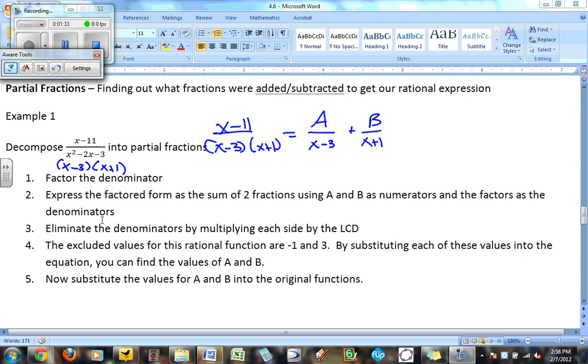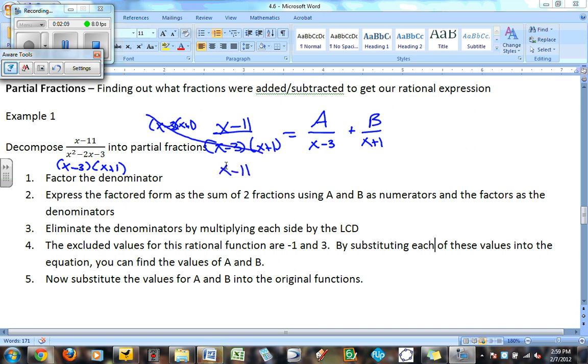Next step says eliminate the denominators by multiplying by the least common denominator. Well, the least common denominator out of this entire thing would be (x minus 3)(x plus 1). Remember what we were talking about in the previous section: once we eliminate the denominators, we'll just solve the numerators. I'm going to multiply everything by (x minus 3)(x plus 1) to eliminate the denominators.